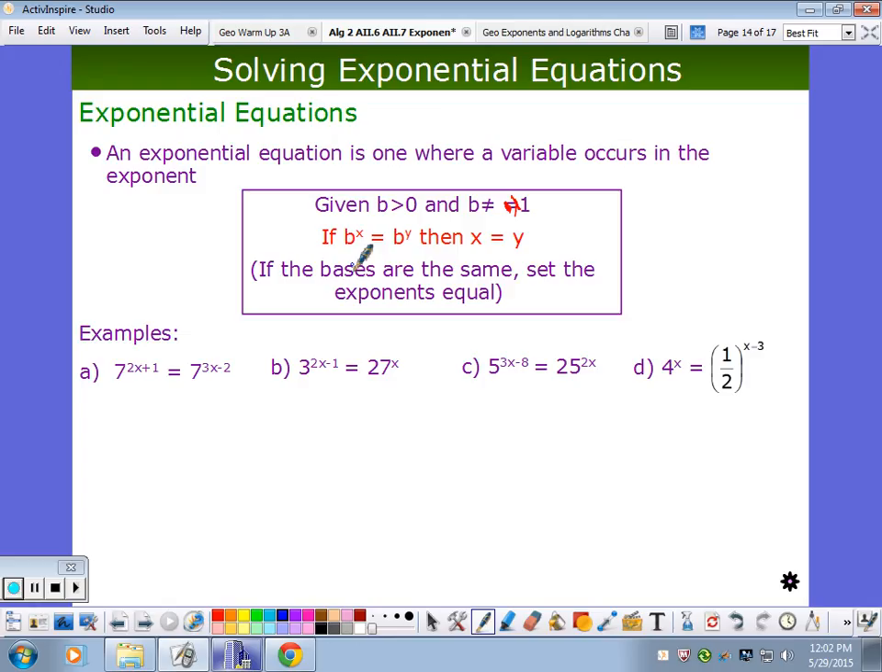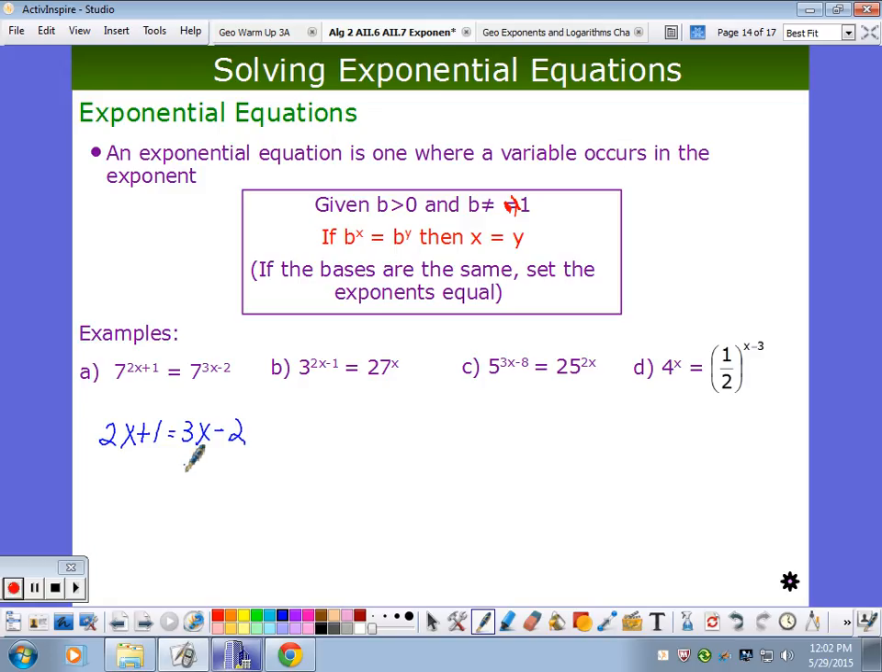So when you look at example A here, where I get 7 to the 2x plus 1 equals 7 to the 3x minus 2, what can I conclude? Exactly. An exponential equation is where your variable is in the exponent. That's what makes it an exponential equation. So if my bases are the same, just set those exponents equal.